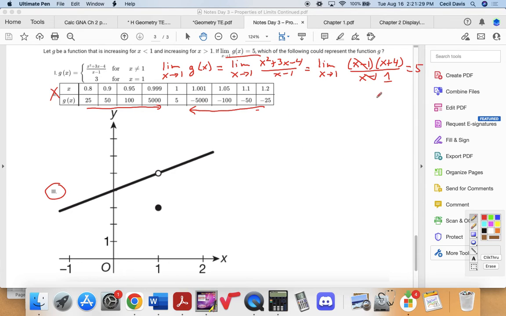Well, that's the second part. And everywhere except at x equals 1, this is the equation y equals x plus 4. It's just a line with a positive slope. It's increasing everywhere. This is also correct.